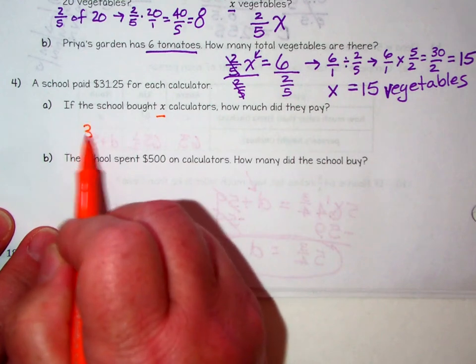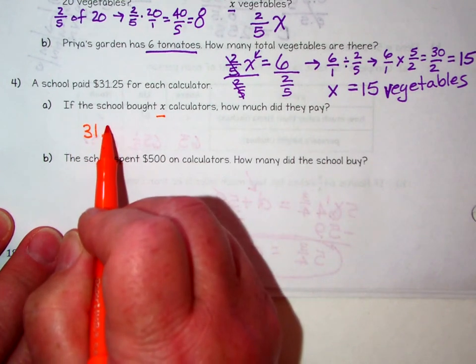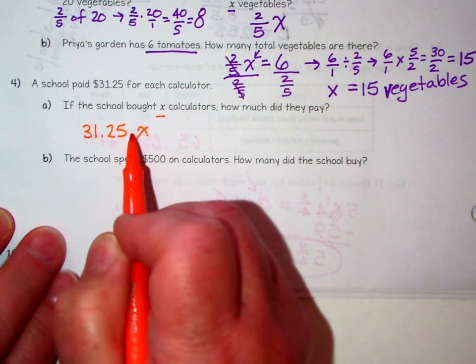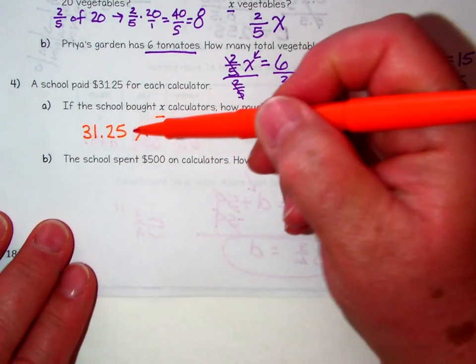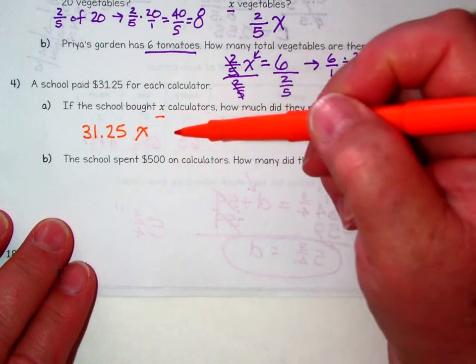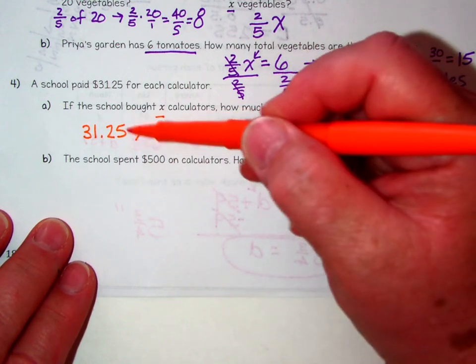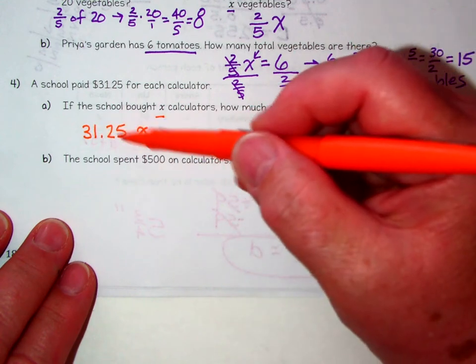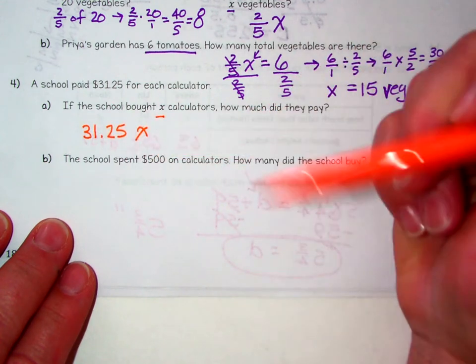So 31.25 times X, right? And this is why we stop using the X as a symbol for multiplication, because you can see what sort of confusion that would lead to in this expression if I wrote 31.25x. All right.